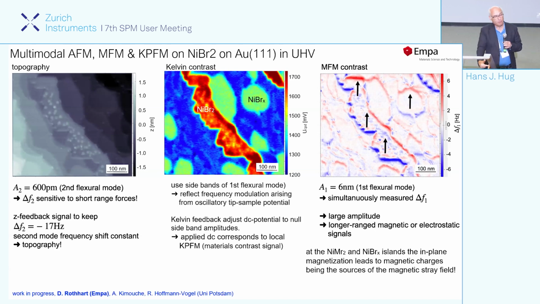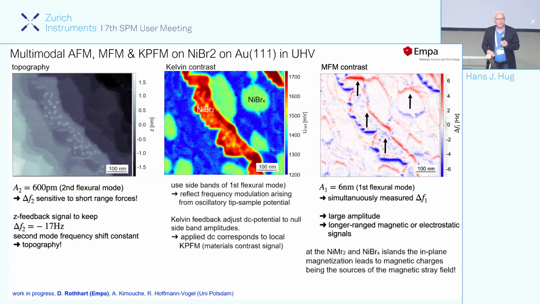So if the arrow points like this, you get a positive charge, and at the other end you get a negative charge. So you get a stray field emanating from the surface and getting back into the source at the other side. And that's exactly what is seen here, with a resolution of less than 10 nanometers.